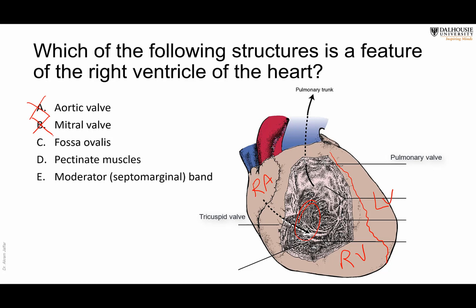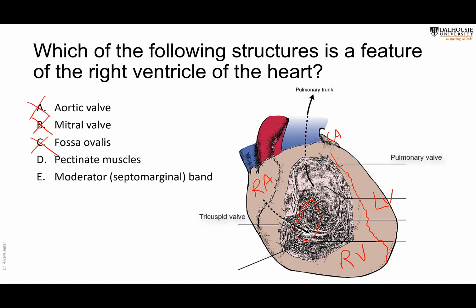The fossa ovalis, option number 3, represents the embryonic foramen ovale. And this embryonic foramen ovale short circuits the heart. It communicates between the right atrium and the left atrium and is located in the interatrial septum. It's not located in any of the ventricles.